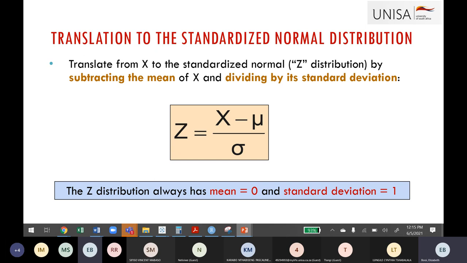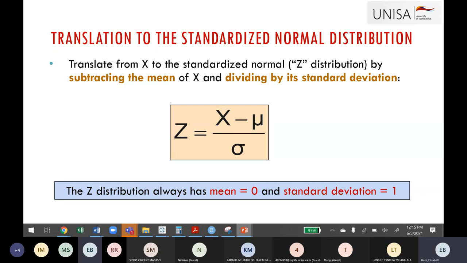And what we also learned is, because we're working with X units, we want to standardize them in order for us to find the probability. Then we use what we call the Z standardized normal distribution, which is called the Z score, or the Z distribution, or the Z value. And we know that this Z distribution, or the normal distribution, is normally distributed with the mean of 0 and the standard deviation of 1.